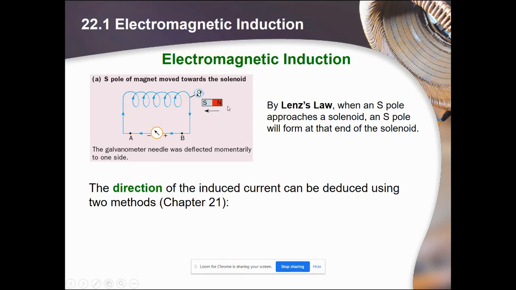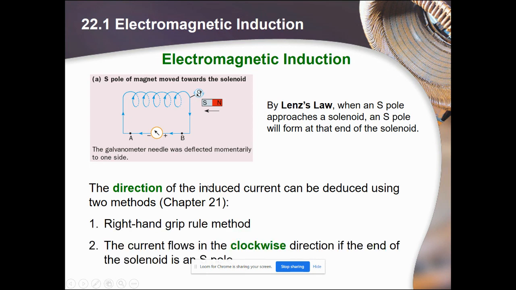As the south pole moves in, I want to oppose this change of the south pole moving in. So I will induce a south pole on the right hand side of the solenoid. If I use the right hand grip rule, with a south pole on the right hand side over here, then you will realize that at the front of the solenoid the current will be flowing up.